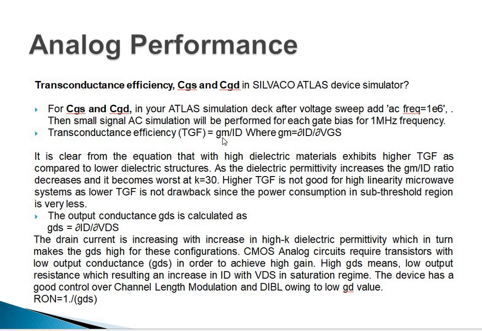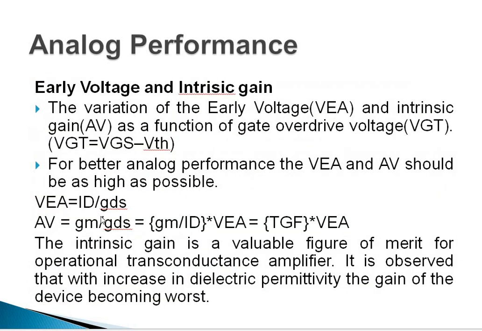Transconductance efficiency, GM by ID. I have already found out GM and the ID current. By dividing these values one by one, you will find out the transconductance efficiency curve. To obtain the value of this R on resistance, you have to simply divide the output conductance. 1 divided by output conductance, you will find out the R on curve. Next is the early voltage, VEA. By simply dividing the value of ID, drain current, and output conductance, you will find out the early voltage curve.